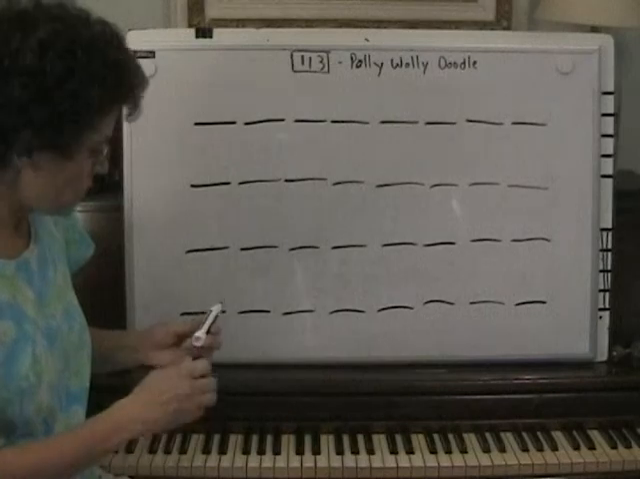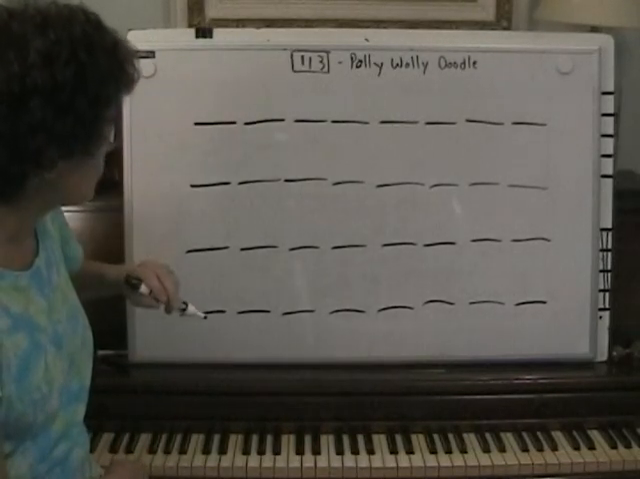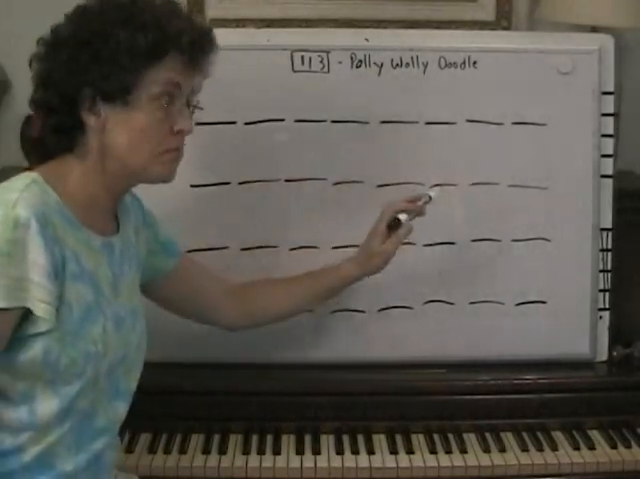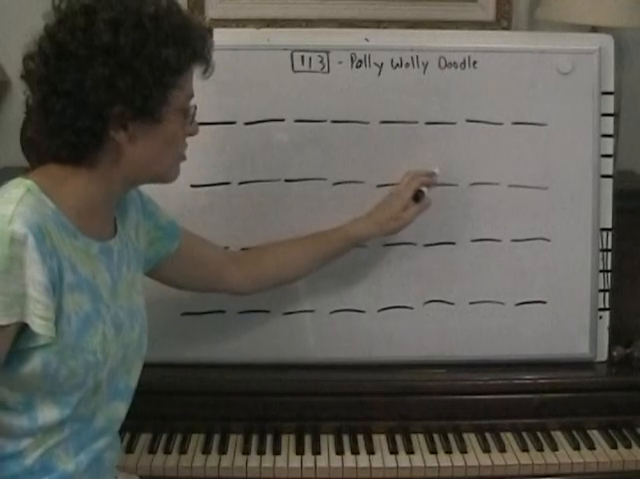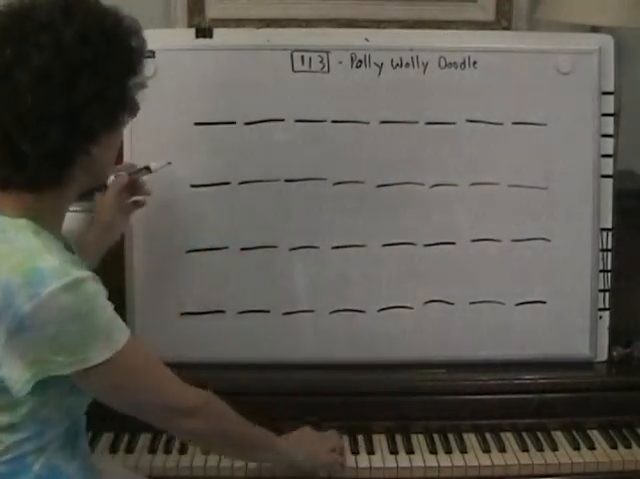As we sing the song, we're going to put one mark if we hear one sound, 2 marks if we hear 2 sounds, and if we hear a note that goes over more than one beat, we'll just draw a line to show. So we're in the key of D major. Here we go.